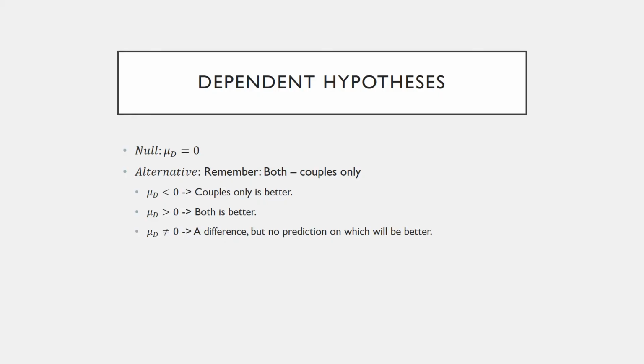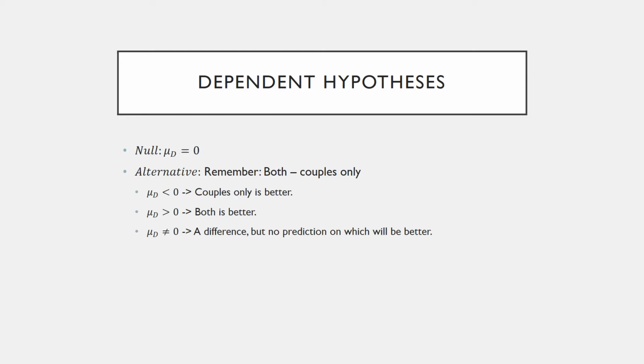So here is some dependent hypothesis. The null is always there's no difference. So in this class, and generally when you do a dependent t-test, it's always going to be that the population mean of difference scores equals 0. It could be something different than 0, but more likely than not, the null is going to be that there's no difference. And if there's no difference between the first person in the pair and the second person in the pair, then you're going to get an average of 0.